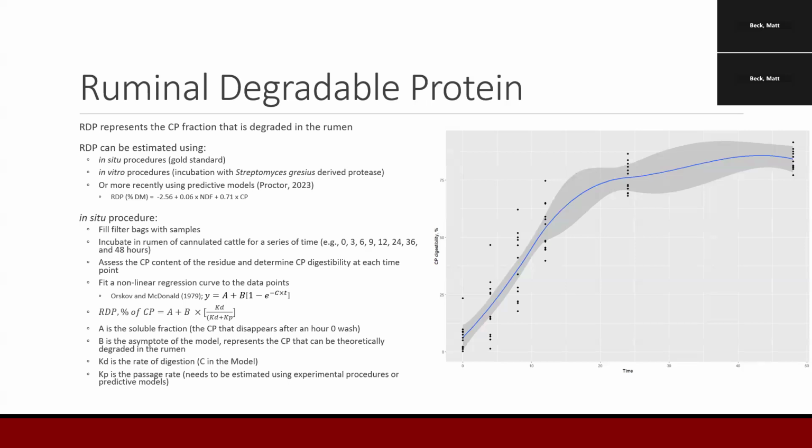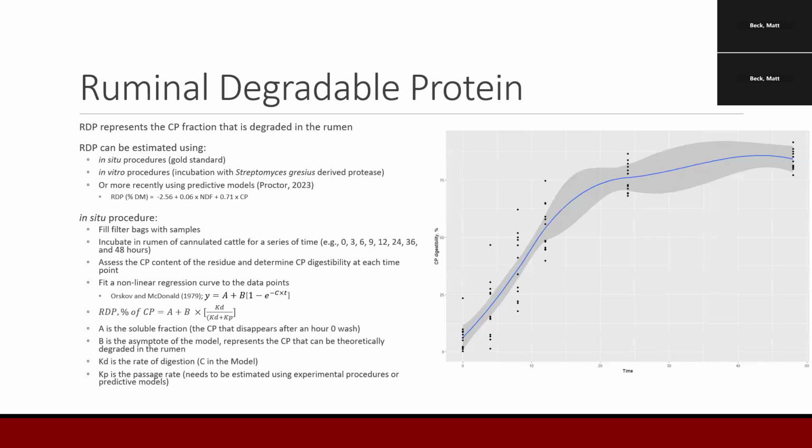You won't have to know that. I just want to make sure you guys at least have somewhere to go back to understand where RDP is and how we measure it. Cool. So we can measure RDP using in situ approaches, or we can use in vitro approaches. We take rumen fluid out of the cannulated animal, we incubate samples in that rumen fluid in a jar for a period of time, and we measure how much crude protein was digested.